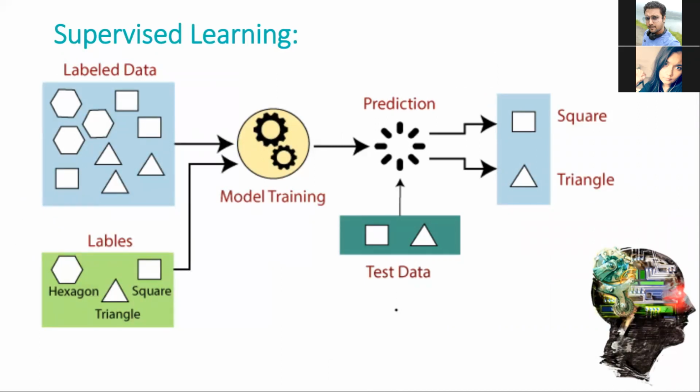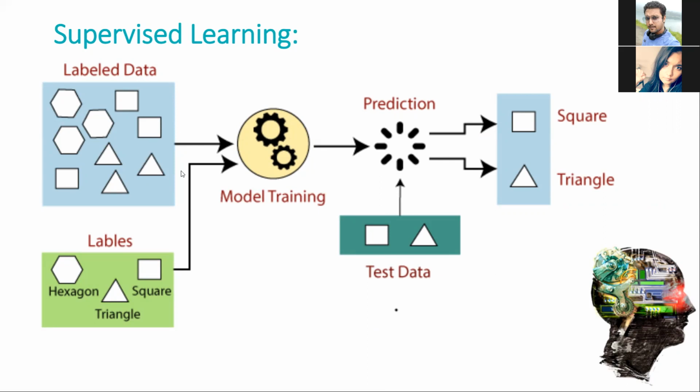The aim of the supervised learning algorithm is to find a mapping function to map the input variable, let's say x, with the output variable y. In the real world, supervised learning can be used for risk assessment, image classification, fraud detection, spam filtering, etc. So let's have a look at an example.